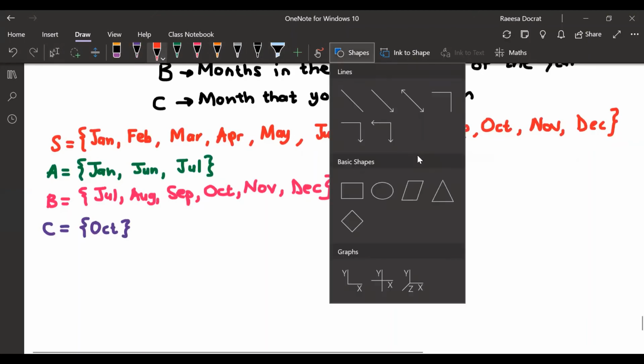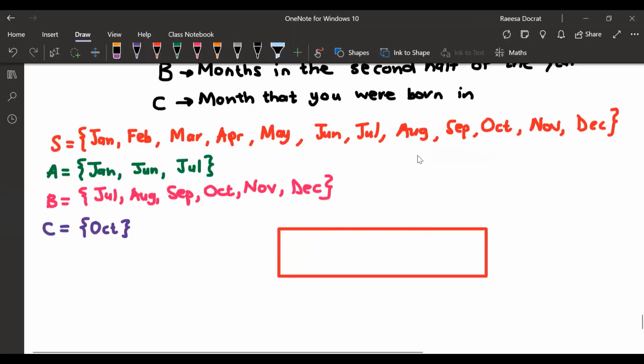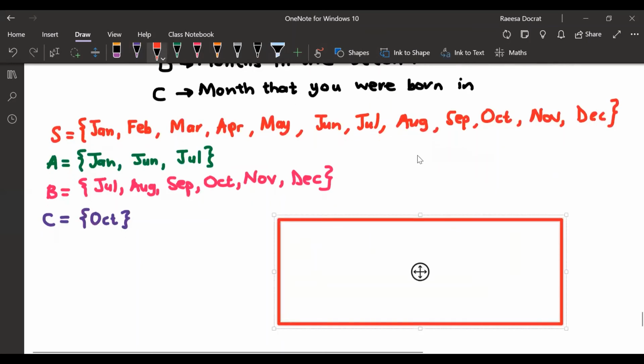So let's do the one for this one over here. Our sample space has all of the months in. Let's look at whether there's overlap first. There's overlap between A and B, in that July is both a month that starts with J and in the second half of the year. In my case, it could be different for you, October is the same in those two. Keeping that in mind, I'm going to do A.